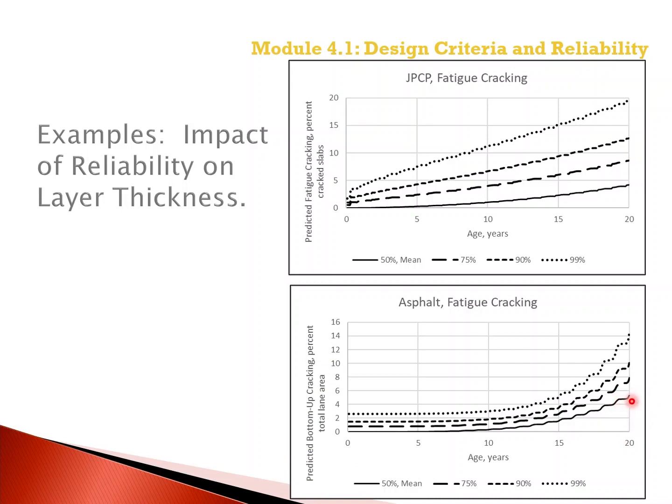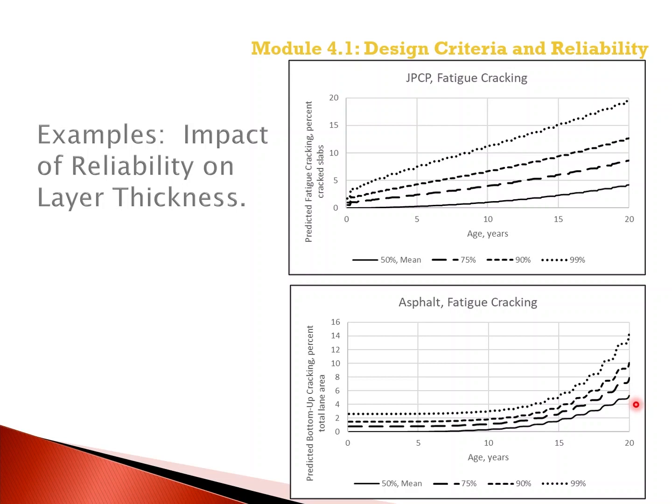The lower solid black curve is 50%. The next one is 75% reliability. The next one is a 90% reliability. And the next one is a 99% reliability. So again, reliability has a huge, significant impact on the layer thickness of basically all pavement design strategies.